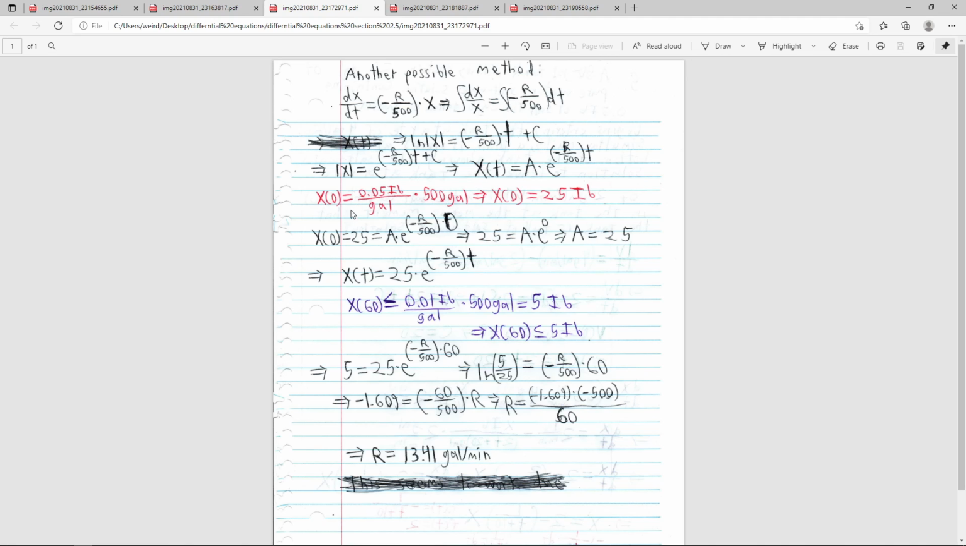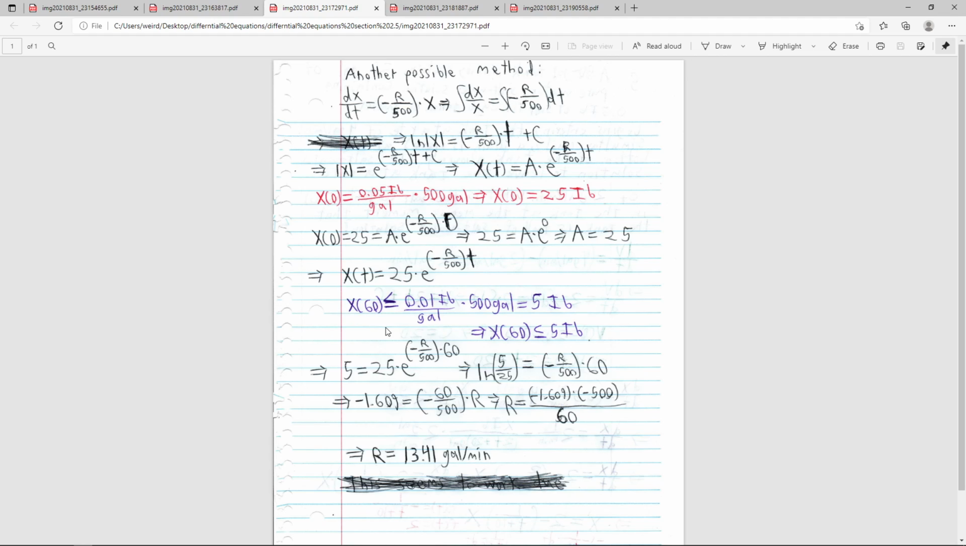So x of 0 equals 0.05 pounds per gallon times 500 gallons. The volume's constant, so we just multiply by 500 gallons. And we get x of 0 equal to 25 pounds. So x of 0 equals 25 equals a times e to the negative r over 500 times 0 right here. That should be a 0. So a equals 25 from there, because e to the 0 is just 1. So we have x of t equals 25 times e to the negative r divided by 500 times t.